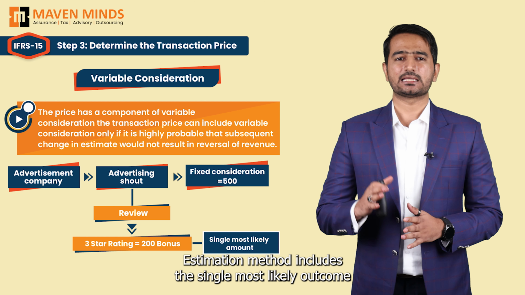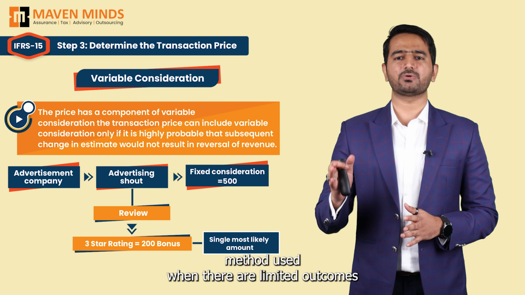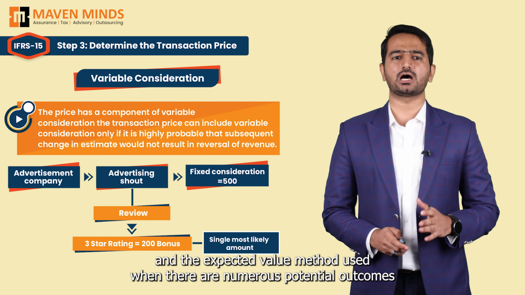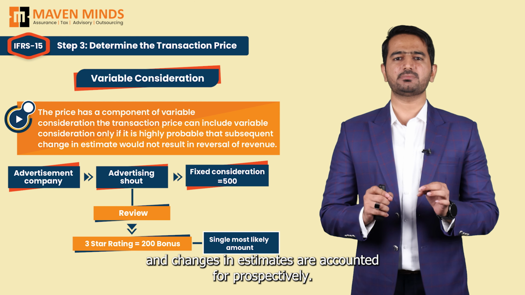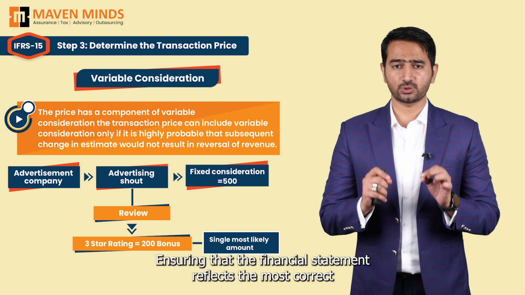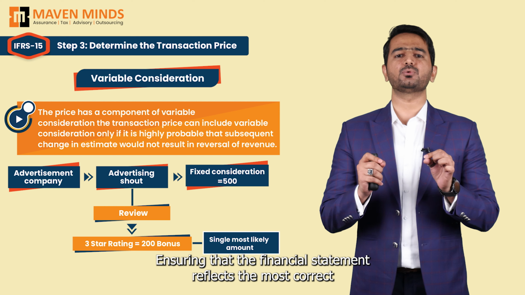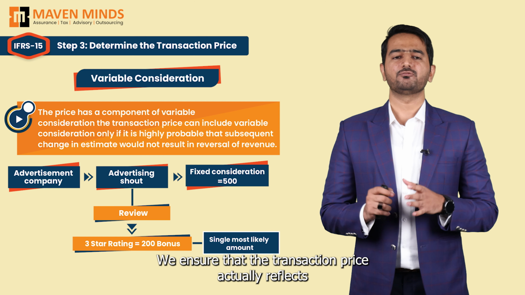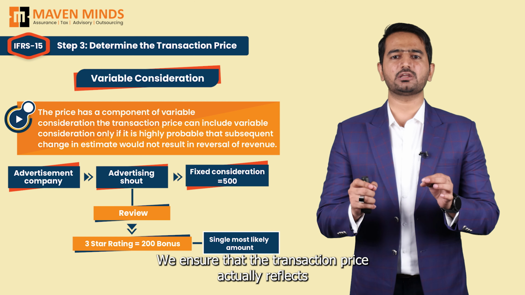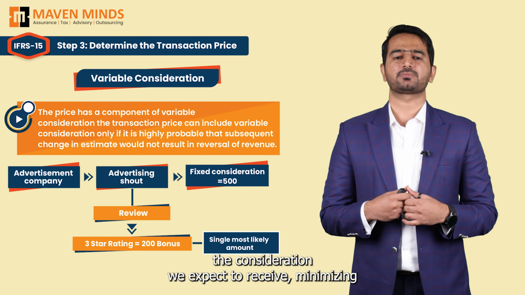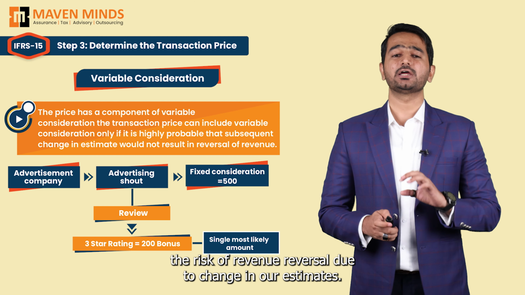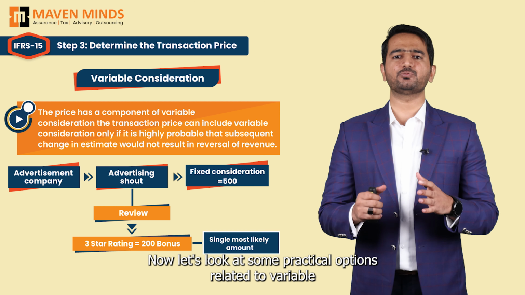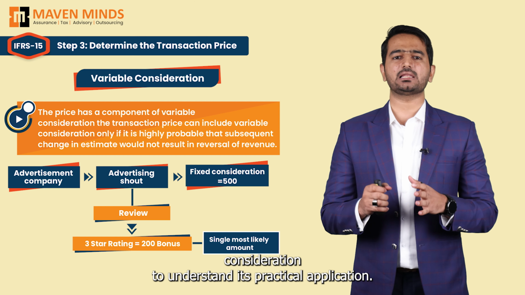Estimation methods include the single most likely outcome method, used when there are limited outcomes, and the expected value method, used when there are numerous potential outcomes. And changes in estimates are accounted for prospectively, ensuring that the financial statements reflect the most current and accurate information. By adhering to these principles, we ensure that the transaction price actually reflects the consideration we expect to receive, minimizing the risk of revenue reversal due to changes in our estimates. Now, let's look at some practice questions related to variable consideration to understand its practical application.